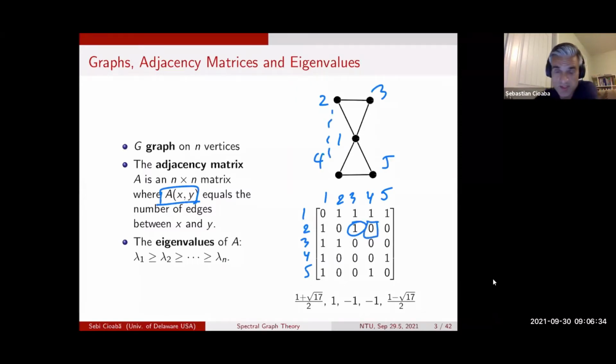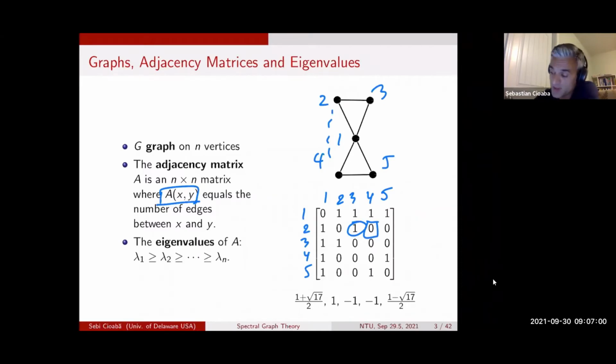There are 0 edges. Now, the graphs that I'll talk about are undirected. So this adjacency matrix will be symmetric and it will be real, and therefore the eigenvalues of A will be real, and we will have n eigenvalues, including the multiplicity. This follows from our linear algebra courses.